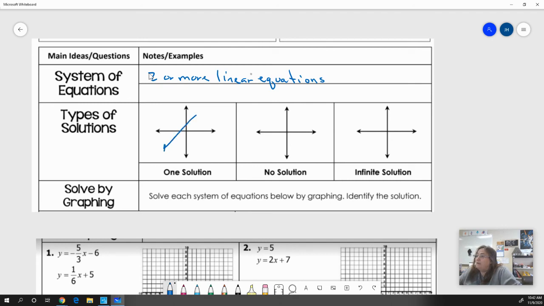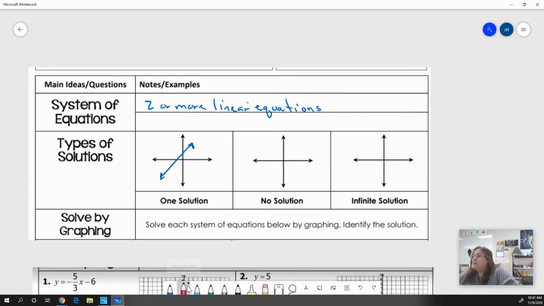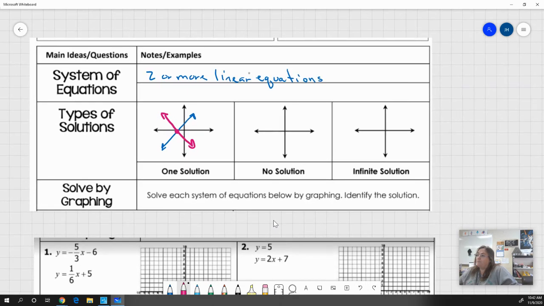And so say I have a graph of one equation and a graph of another equation. The intersection of those two graphs would be my solution, right?